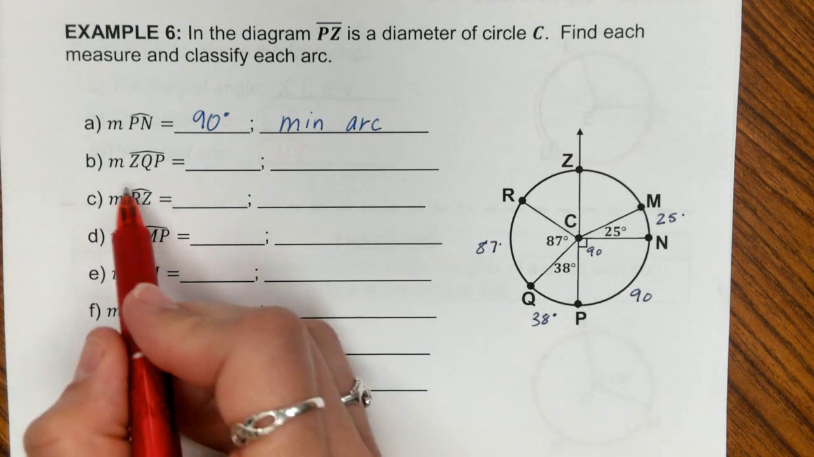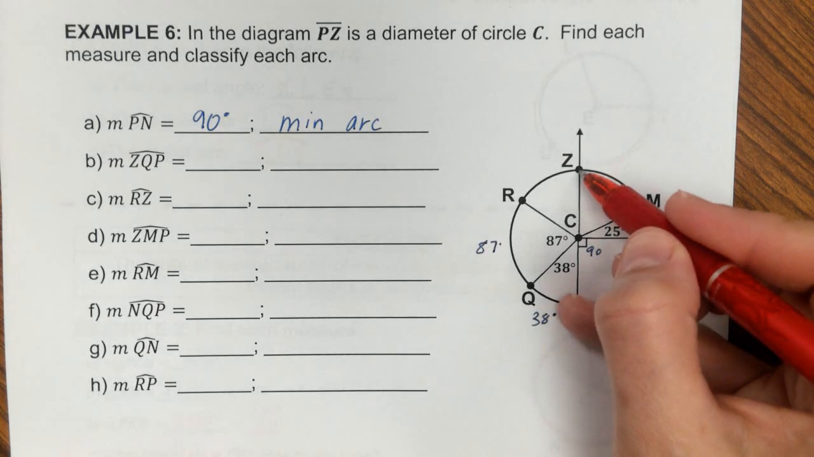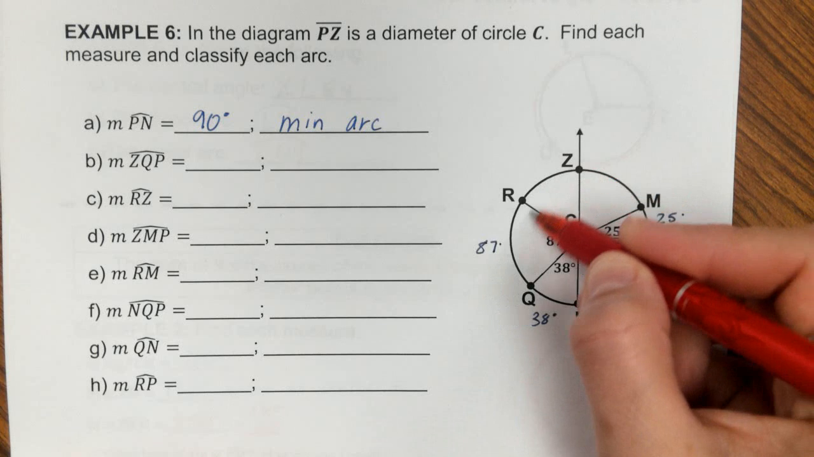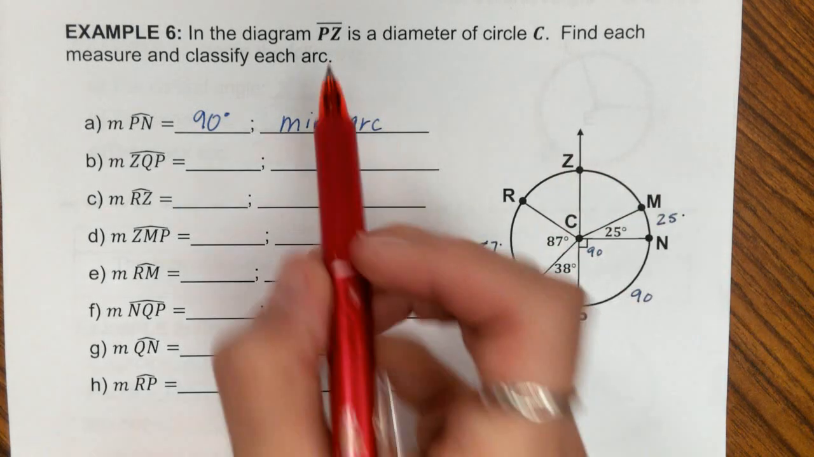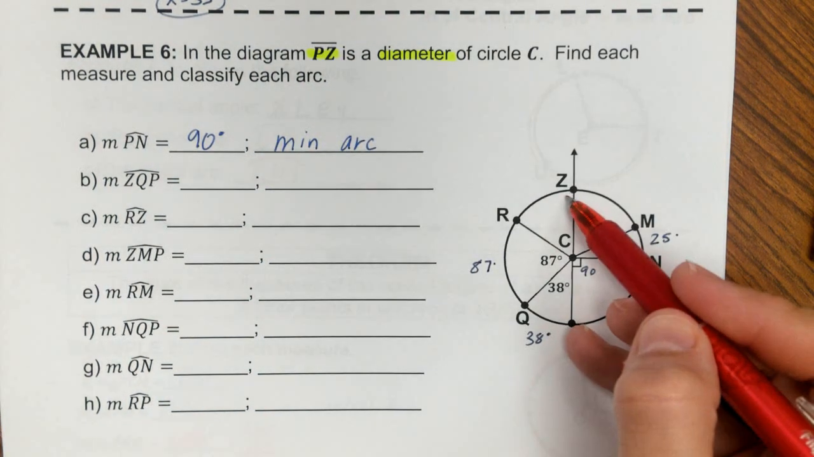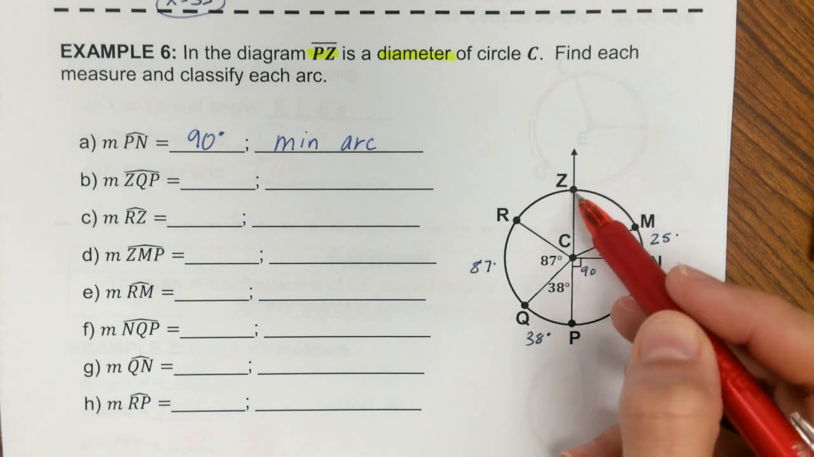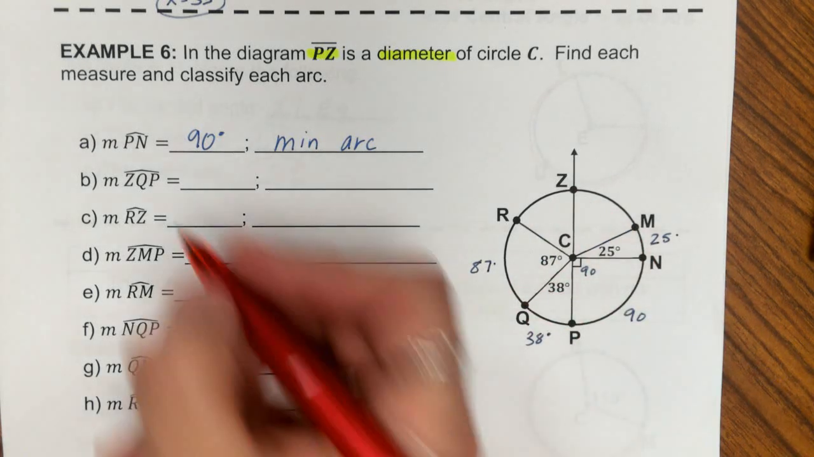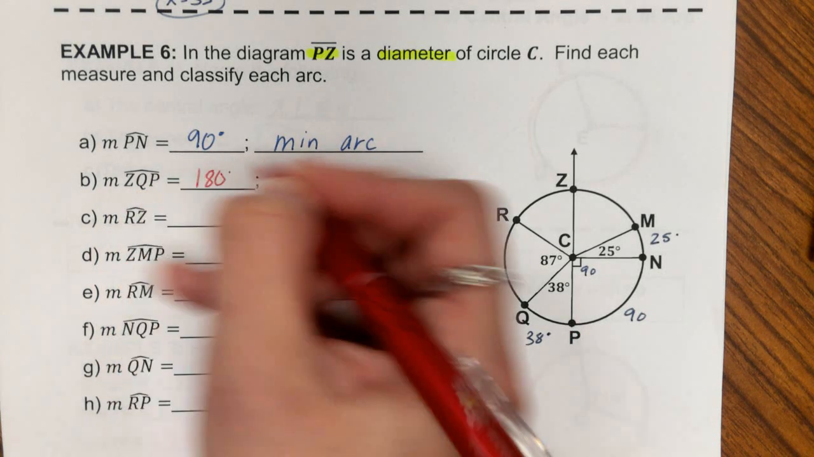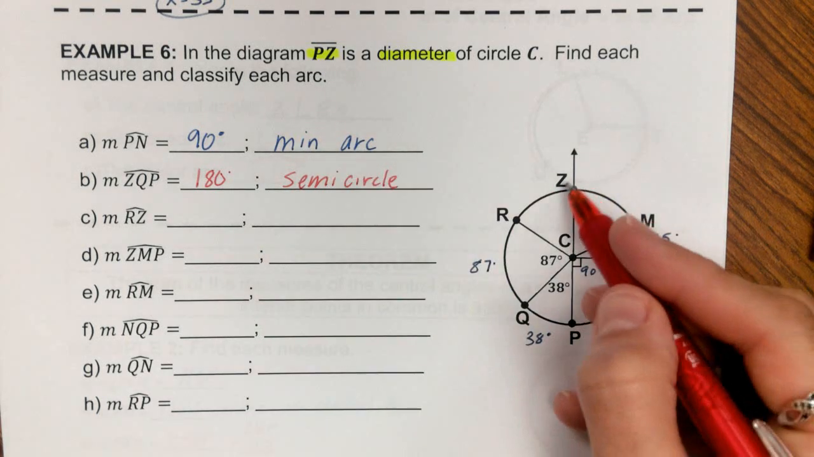Now let's take a look at the measurement of arc ZQP. It's either going to be a semicircle or a major arc. So we're going to go from Z over to Q over to P. It told us up here that PZ is the diameter. So when we're going from Z to Q to P, we're talking about that diameter creating a semicircle. So this is 180 degrees, and this will be a semicircle because we go from one end of the diameter to the other.